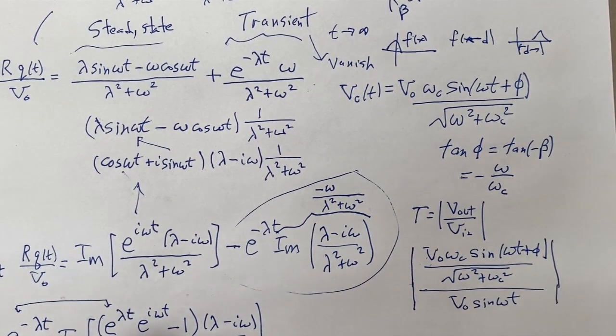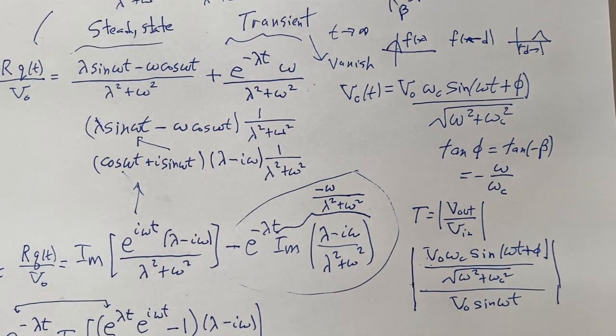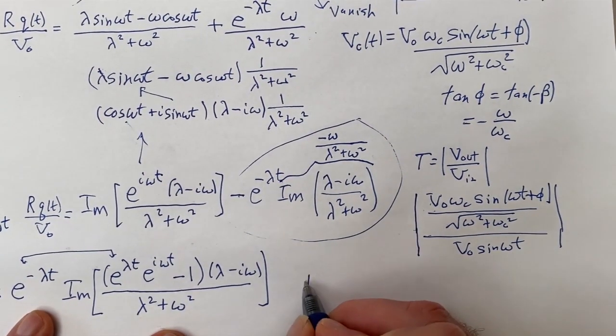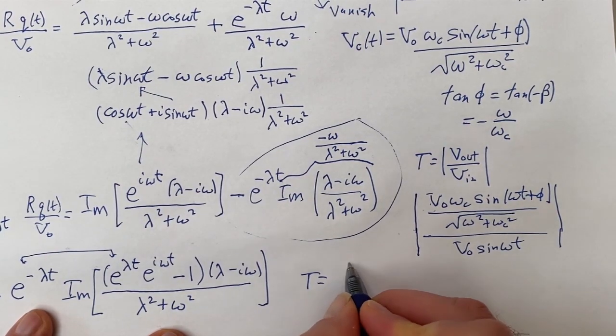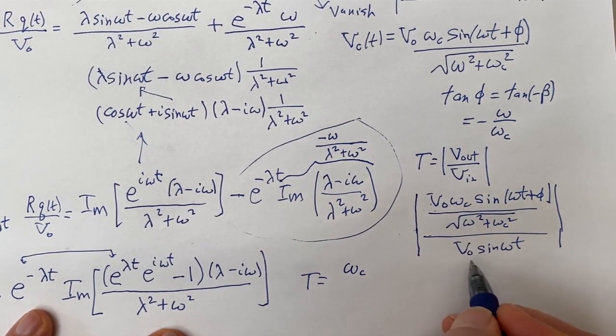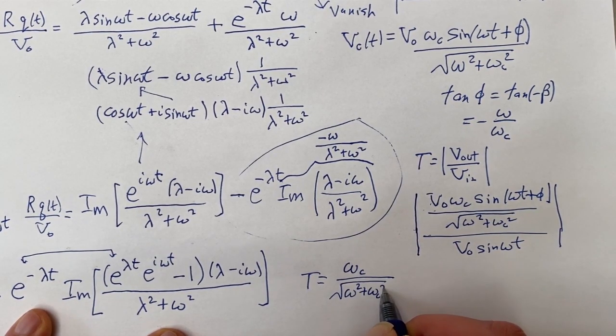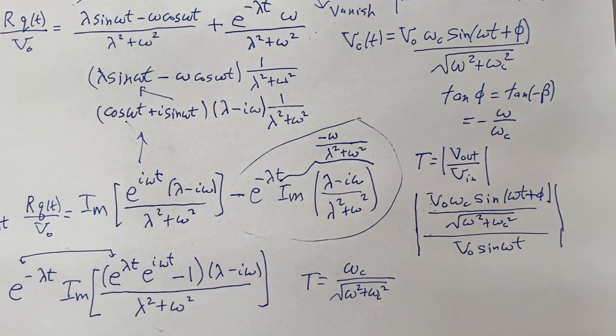Now, since this is the magnitude, when you have a sine or a cosine, you want the maximum, so you put down 1. So really, this is going to simplify. You're going to get here for the transmission the omega c, the V naughts are canceling, and you can then divide by omega squared plus omega c squared. So that's it. That's what's coming out.